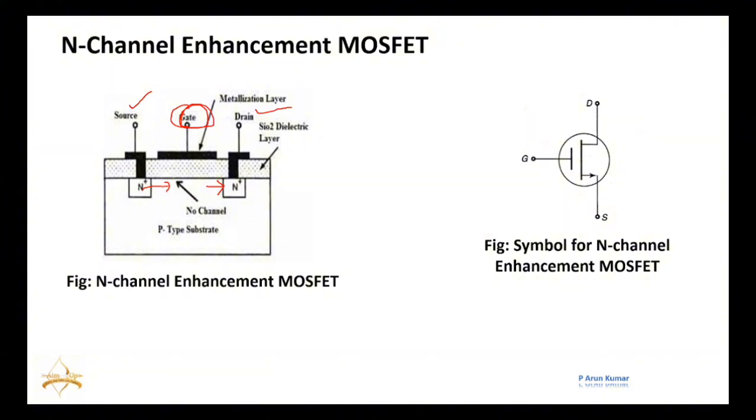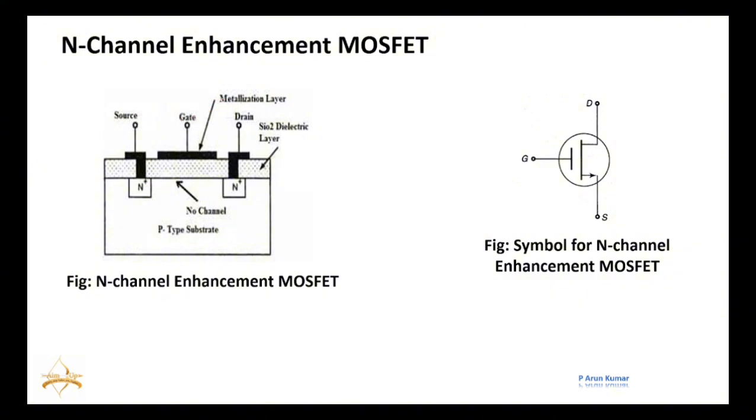But to send these electrons, there should be a channel. In between these two, what is there? Holes are there. These holes will not allow the electrons to move from source to drain. That means there is no channel from source to drain, right? So we have to create a channel and we have to control that channel with the help of a gate.